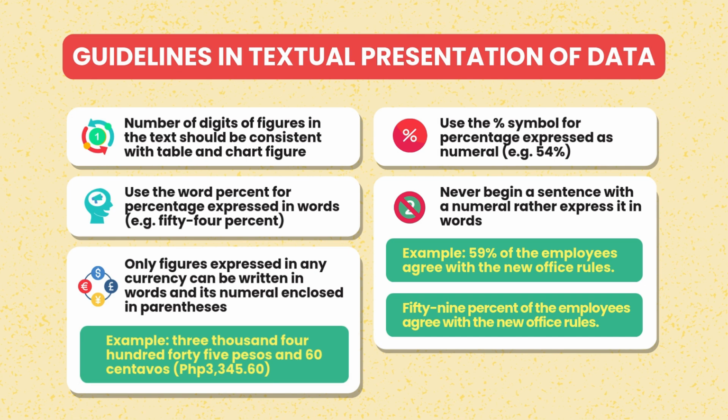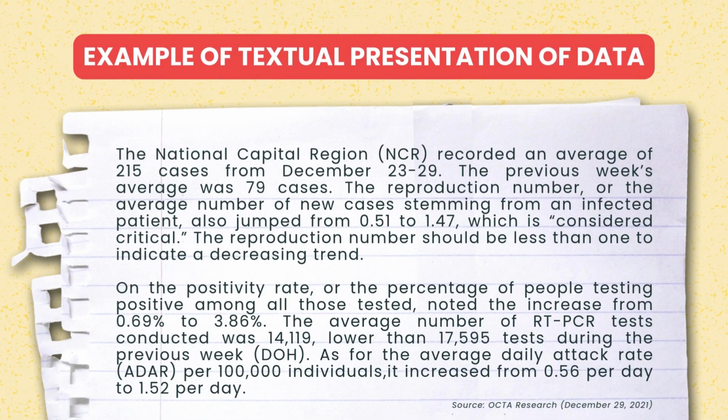So here is an example of a textual presentation. Let me read. The National Capital Region recorded an average of 215 cases from December 23 to 29. The previous week's average was 79 cases. The reproduction number, or the average number of new cases stemming from an infected patient, also jumped from 0.51 to 1.47, which is considered critical. The reproduction number should be less than 1 to indicate a decreasing trend.